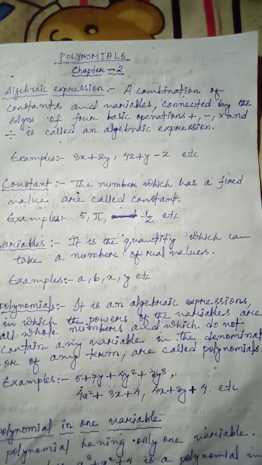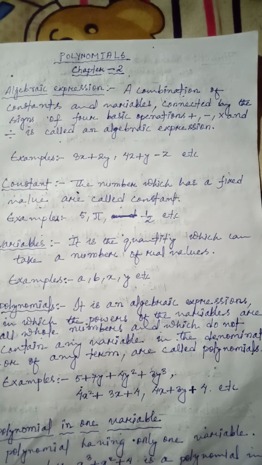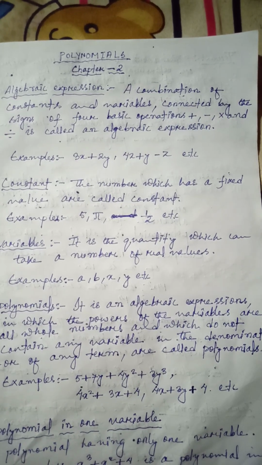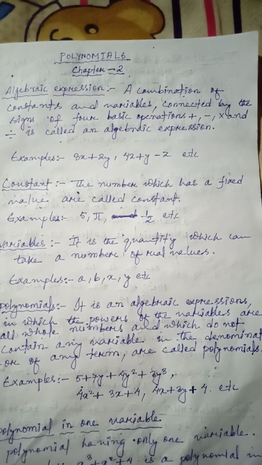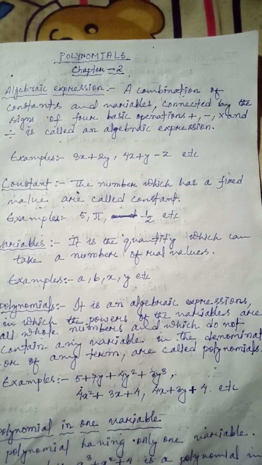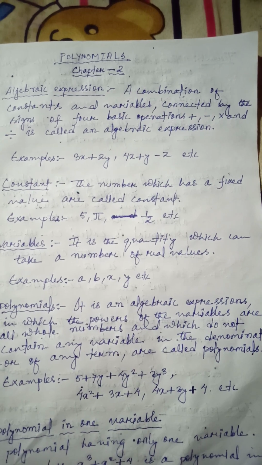So what do you mean by constant? Constant means a number which has a fixed value. Examples are 5, pi, 1 by 2, etc. All these are examples of constant, and we can easily understand that constants are those numbers which have a fixed value.